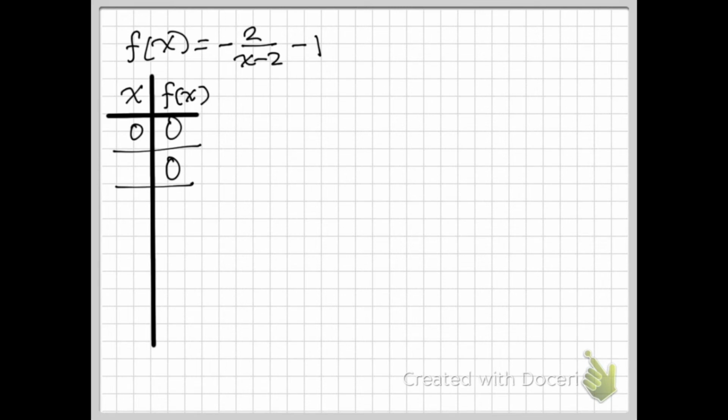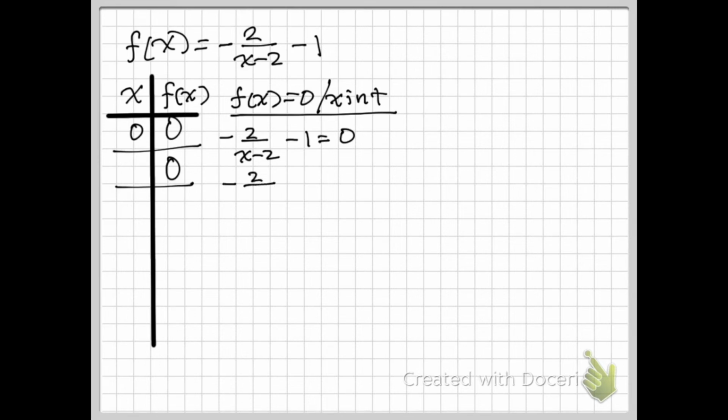I can't really tell by looking at this whether or not something else is going on in this form, because I don't have the numerator. So let's go f of x is equal to 0, finding the x-intercept, and then that's going to be -2 over x minus 2 minus 1 is equal to 0, and then -2 over x minus 2 is equal to 1.